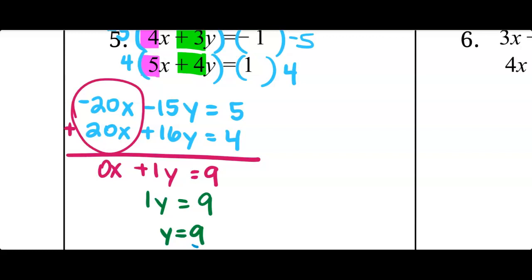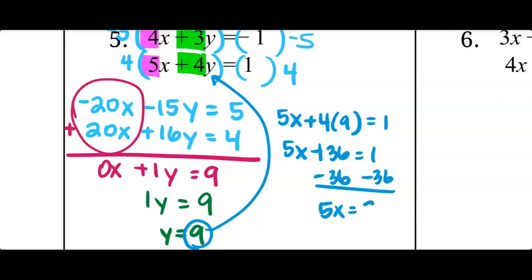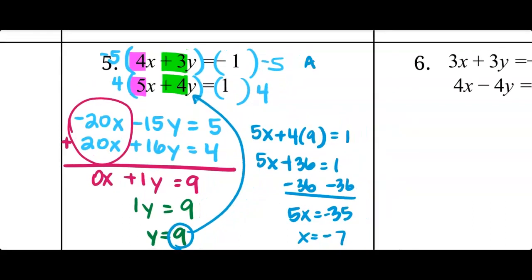Just like in day 1, 9 then just needs to plug right back into y. I'm going to put it into the bottom. It doesn't matter if you put it into the bottom or the top. So I have 5x plus 4 times 9 equals 1. 5x plus 36 is equal to 1. Minusing the 36 from both sides, I get that 5x is equal to negative 35. So x is equal to negative 7. Again, we still have the lines that are intersecting, so my answer is an ordered pair of negative 7, 9.